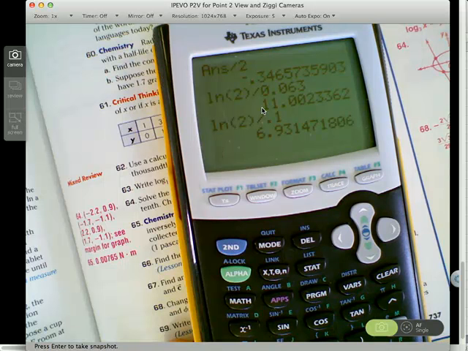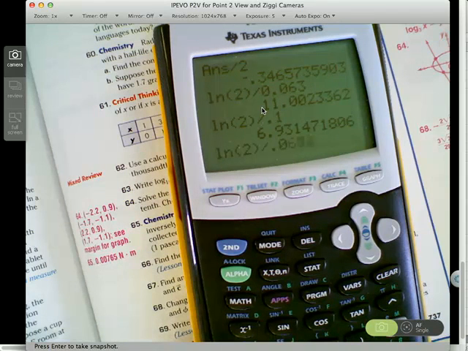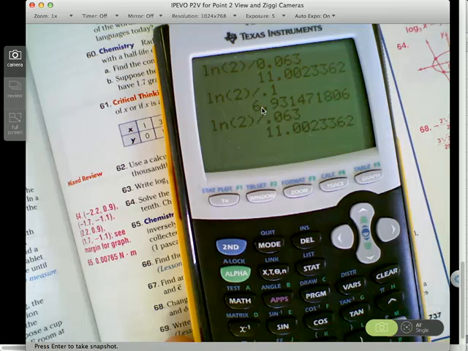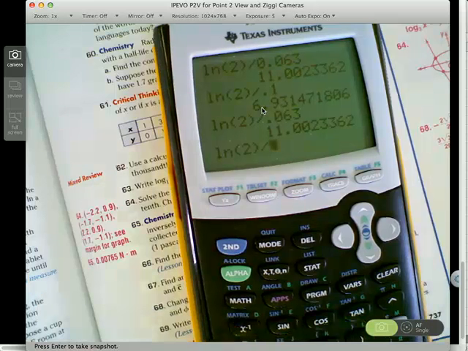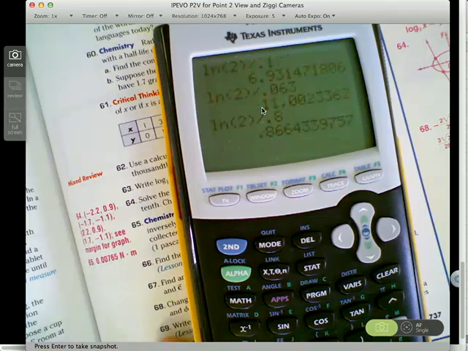Try ln of 2 divided by 0.063. Isn't that what I had? 11.002? Right. So I do have to make sure I close that parentheses. What if I was earning like 80% on my investment, something crazy, I could double in less than a year. Wow, that's weird.